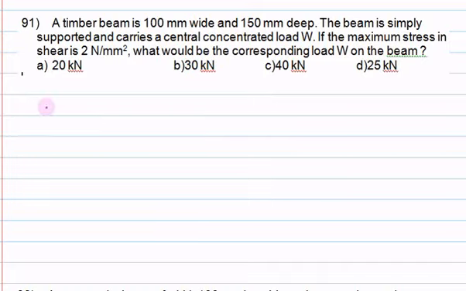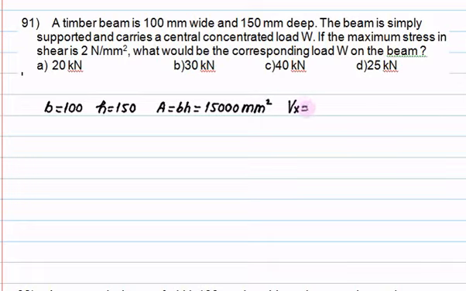So your width is 100 and the depth is given as 150. So the area of the rectangular section is B times H, that is 15000. The concentrated load is W. So the maximum value of shear force at any section will be W/2. All of you agree with W/2?